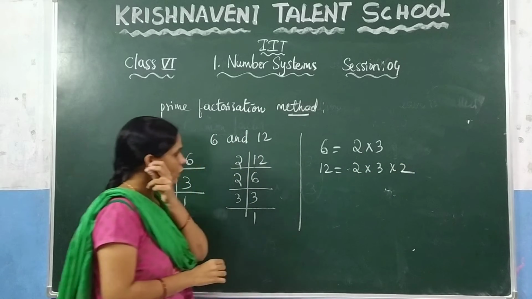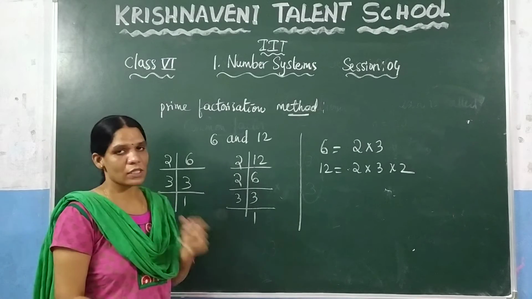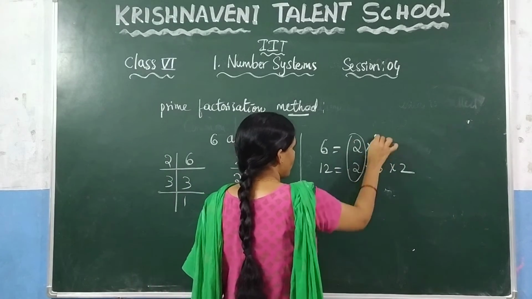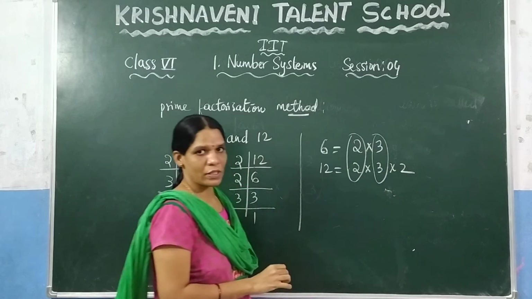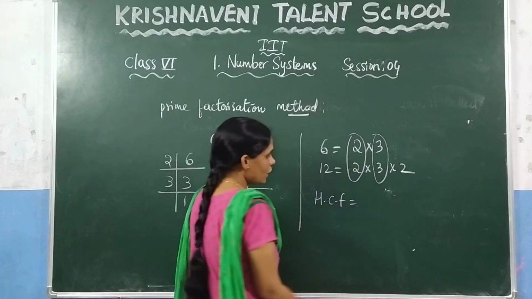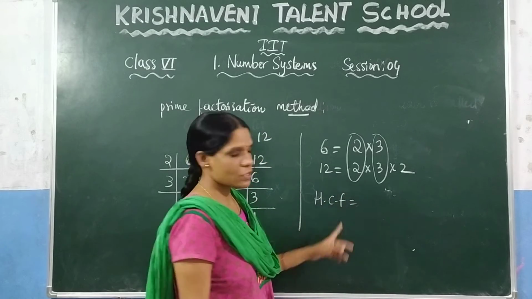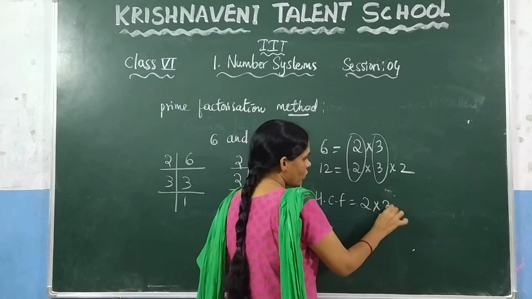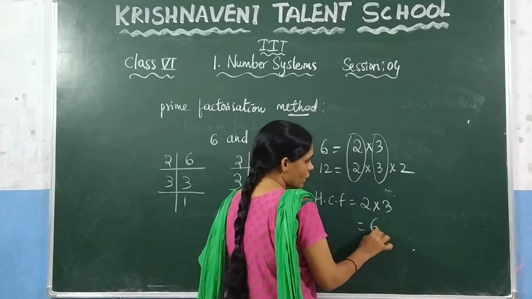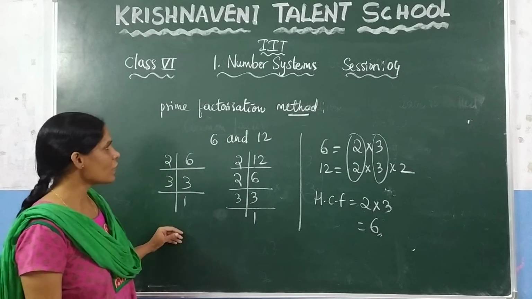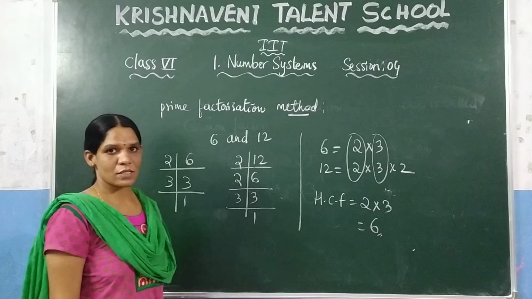Now here if you want to find the HCF, first you need to check what the common factors are here. What is the common factor here? 2 is the common factor and here 3 is the common factor. So if you want to find the HCF, you need to take the product of the common factors. In this case 2 is the common factor, 3 is the common factor. If you take the product, you will get the HCF of the given numbers. Like this you need to calculate the HCF by using the prime factorization method.